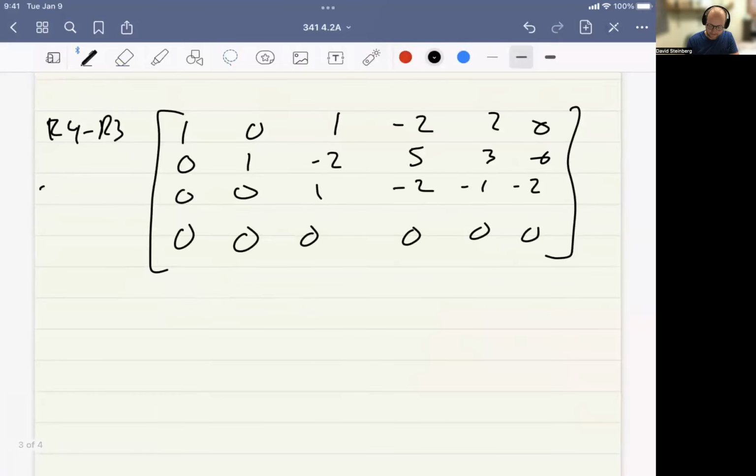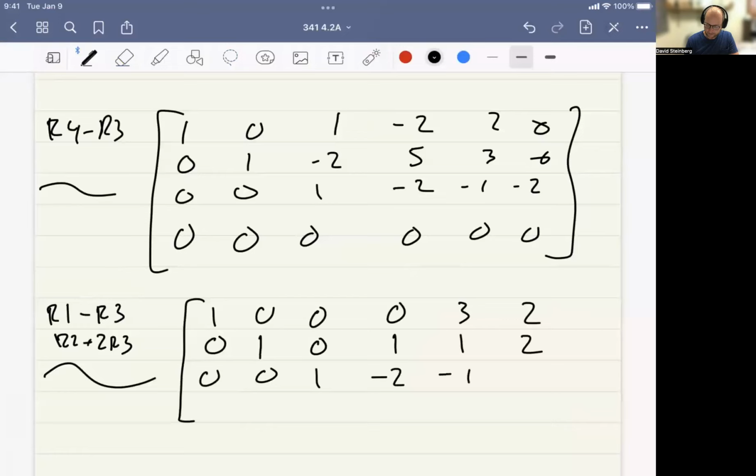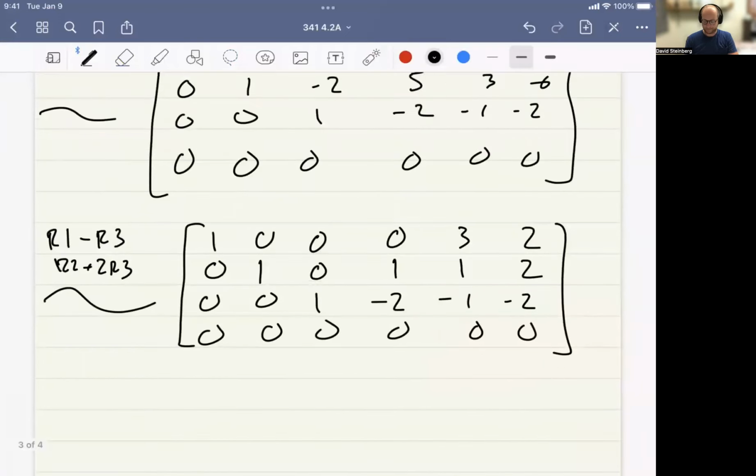Okay, let's do row 1 minus row 3. We can do row 2 plus 2 row 3 to get back 1, 0, 0, 0, 3, 2. 0, 1, 0, 1, 1, 2, 0, 0, 1, -2, -1, -2, and then a row of all zeros. Okay, and now we are in reduced echelon form.